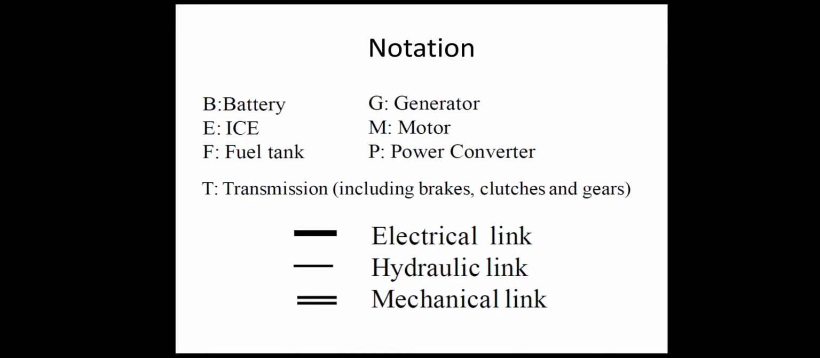So how will it work? There are some notations: B for the battery, E for the IC engine, G for the generator, F for the fuel tank, M for the motor, P for the power converter, and T means the transmission, that is including brakes, clutch and gear. The thick line shows the electrical link, the thin line the hydraulic link, and the double line the mechanical link. So in that there are 6 modes. What are the 6 modes? We have to start with this here.